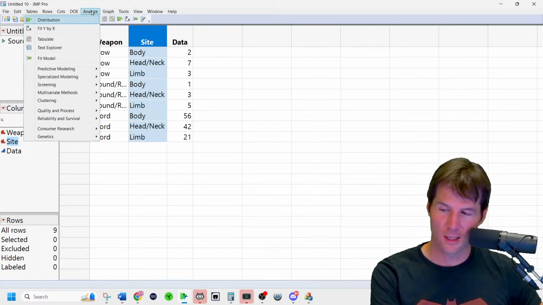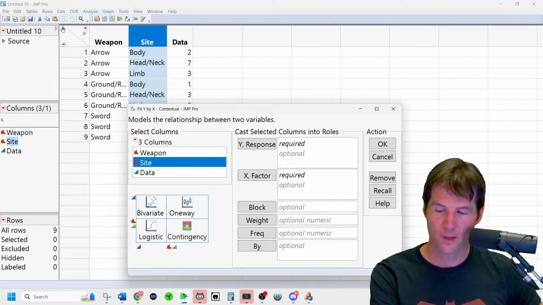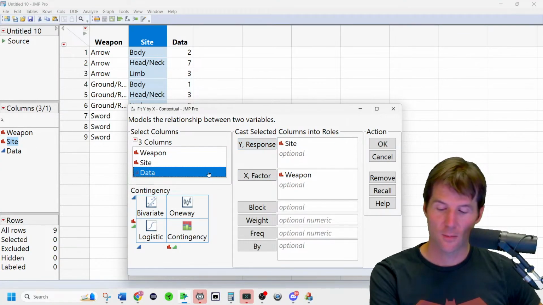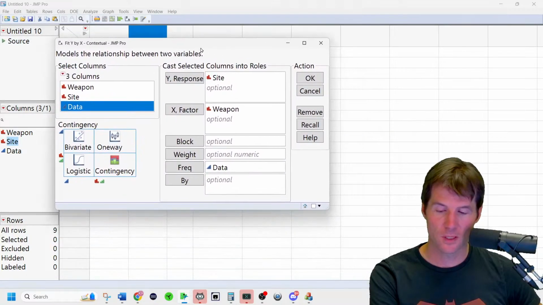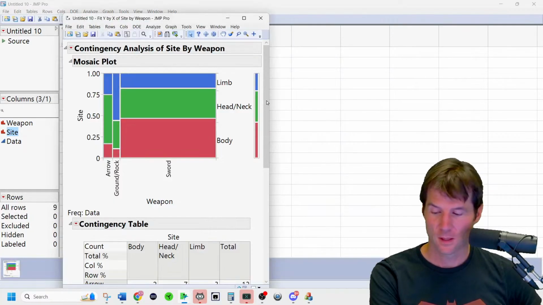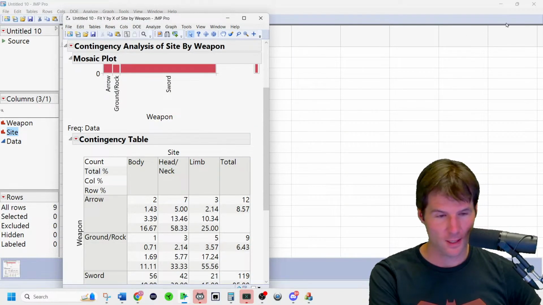And let's do Analyze, Fit Y by X. Does the weapon explain where someone gets hit? We'll find out if I did it reverse. And then make sure to put in the data. I'll pause here. If you don't put in the data, you're going to have a bad time. I've forgotten to do it before. Does the weapon explain where someone got hit? Sure. Click OK. And we see arrow, rock, ground, all that.